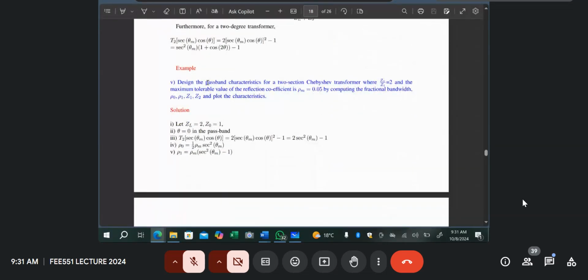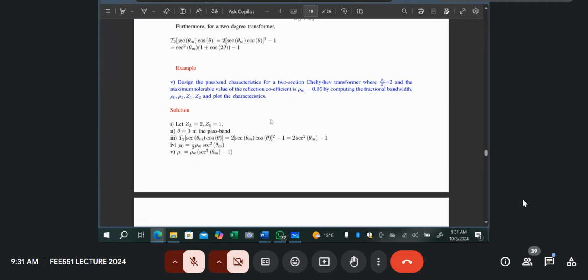For example, design the passband characteristics of a two-section Chebyshev transformer where ZL over Z1 is 2, and the maximum total value of the reflection coefficient rho M is 0.05. So you are supposed to compute the fractional bandwidth. You have reflection coefficient nominal, which is rho naught. Then we have rho 1. Then we have the impedances Z1, Z2, and then you plot the characteristics.